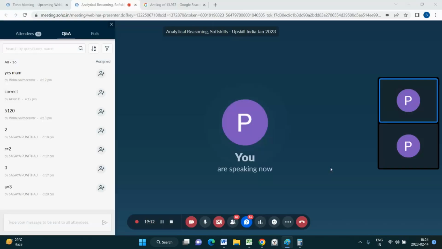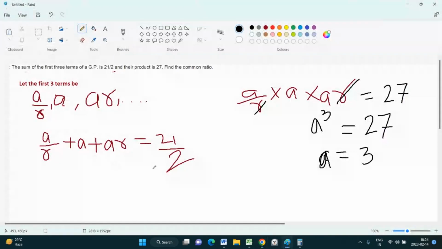We did a similar sum yesterday. Now we know A is equal to 3. Now I am going to substitute here. 3 by R, or this can be rewritten as A into 1 by R plus 1 plus R, which is equal to 21 by 2.